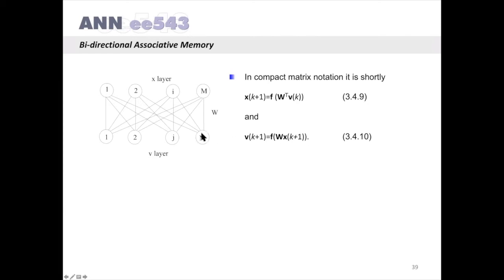And here notice that all the neurons in this layer can be updated at once, synchronously, by using the values in the V layer, and similarly all the neurons in the V layer can be calculated synchronously by using the neuron outputs in the X layer.